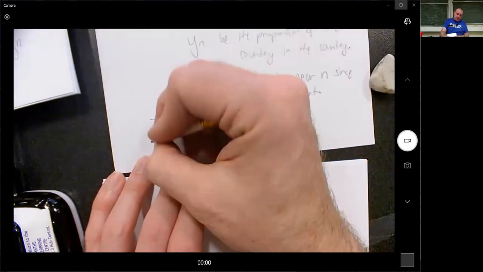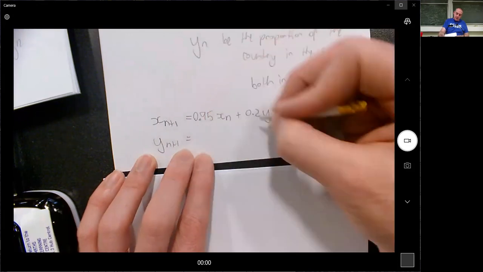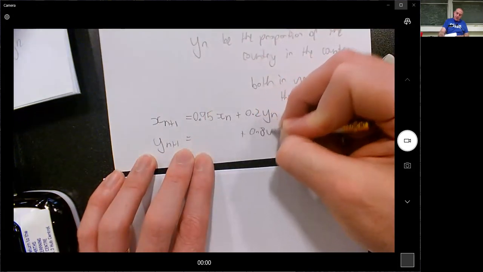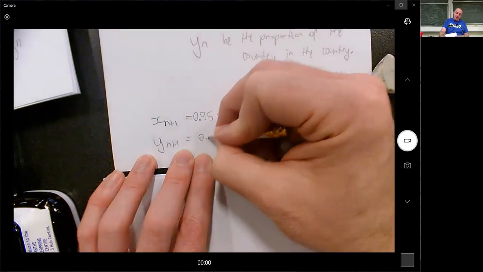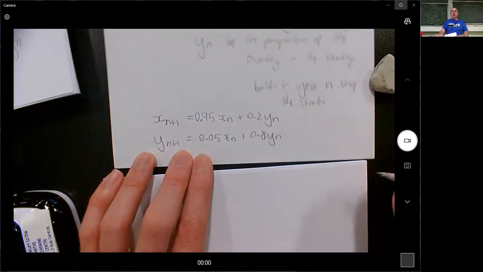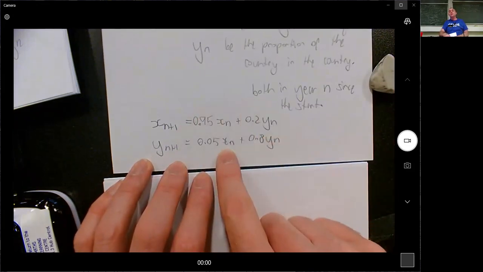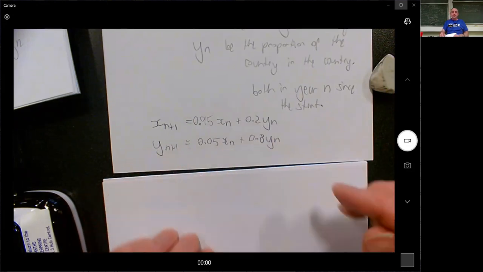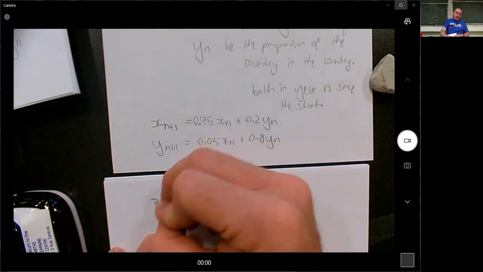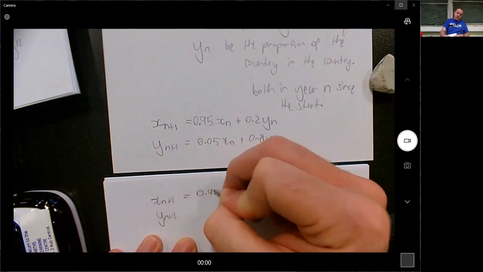And I also have that Y_{n+1} is 80% of the people who were in the country and 5% of the people who were in the city is now what is in the country. And look, that can be done with a matrix. I'm just going to write it at the top of the next page so it's easier to compare if someone's reading this on a PDF.